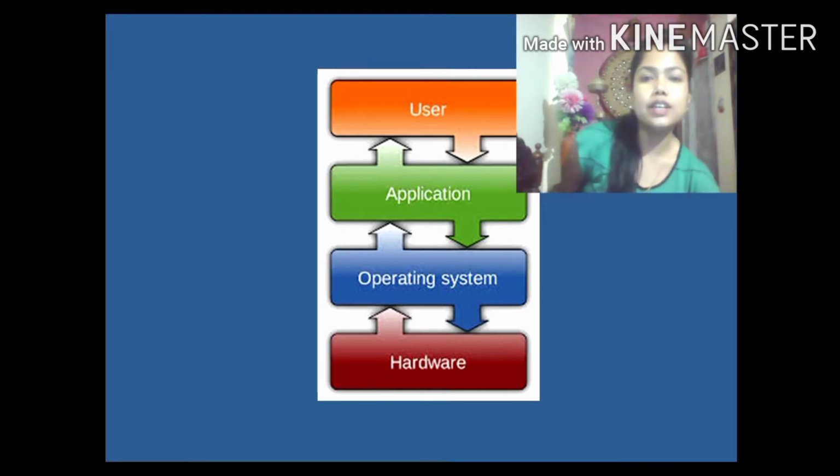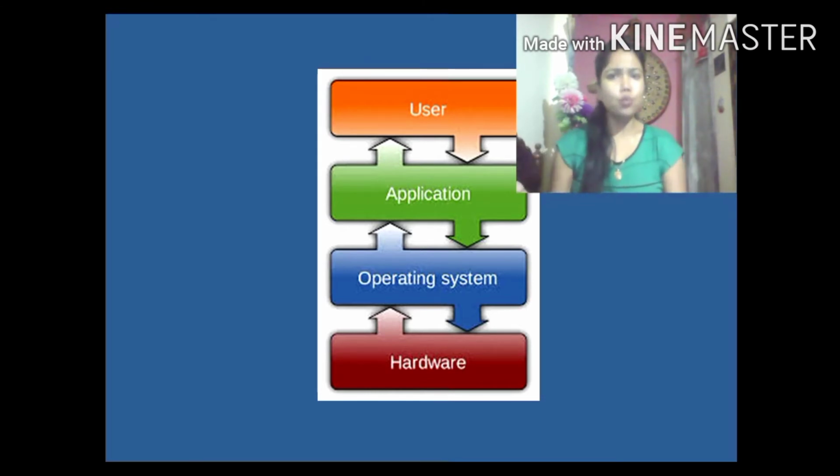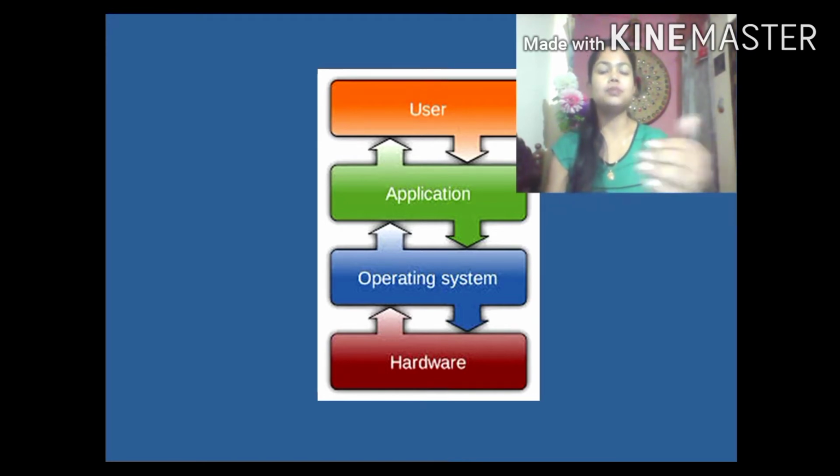Okay. So here you can see the user wants to do some work. The user is opening an application, but the application cannot run by itself. The application needs an environment to run, and that environment is provided by the operating system, and the operating system is directly communicating with the hardware, making the hardware do the work.